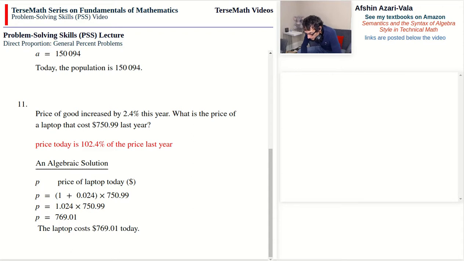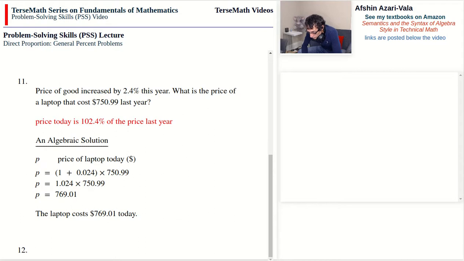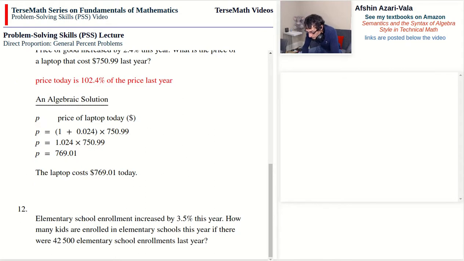All right, so now I think we have one more problem in this category. Yes, we do. Elementary school enrollment increased by 3.5% this year. How many kids are enrolled in elementary schools this year if there were 42,500 elementary school enrollments last year? Now again, with the previous problem that was similar to this, we were looking for how many more kids are enrolled in elementary schools. So the amount of increase, which is similar to the amount of tax problems. And for that reason, we used 3.5%.